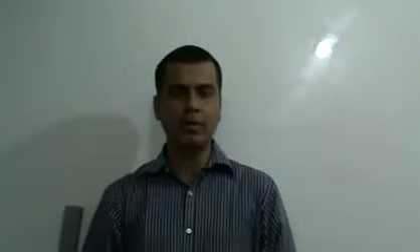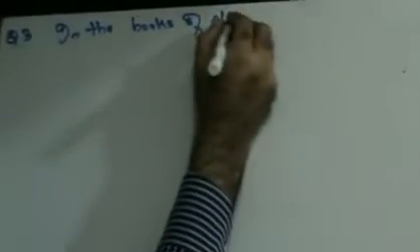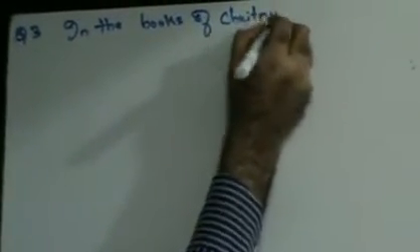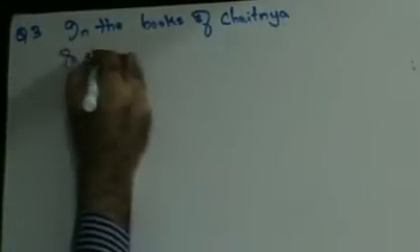I'm Sunil Mirwani and today we'll be doing this chapter called amalgamation. We're going to do question number 3 today. Question number 3, in the books of Chaitanya and New Wave.